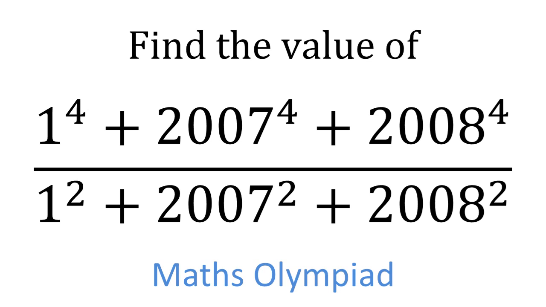In this British Maths Olympiad question, we need to find the value of 1 to the power of 4 plus 2007 to the power of 4 plus 2008 to the power of 4, all divided by 1 squared plus 2007 squared plus 2008 squared.